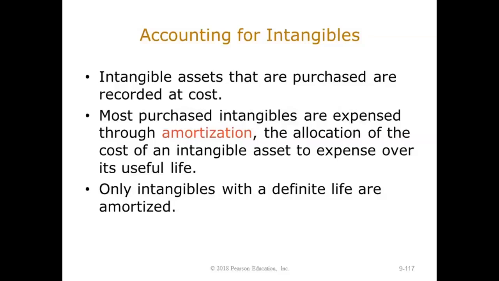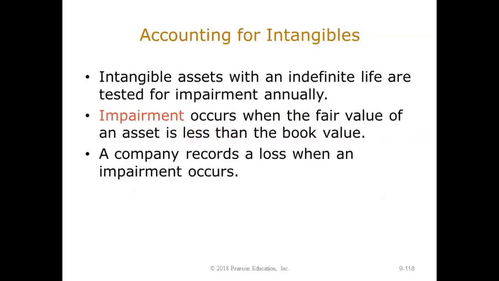Now, it mentions here that only intangibles with a definite life are amortized. We'll talk more about that in a little bit. Intangible assets with an indefinite life are tested for impairment annually. And again, impairment occurs when the fair value of an asset is less than the book value.